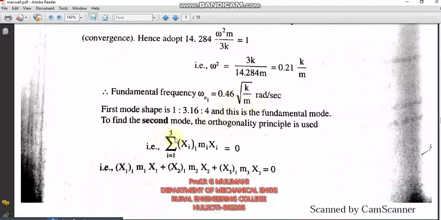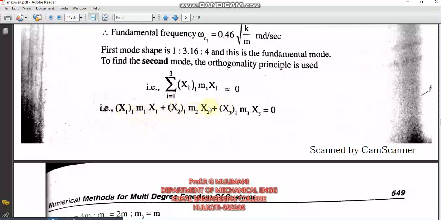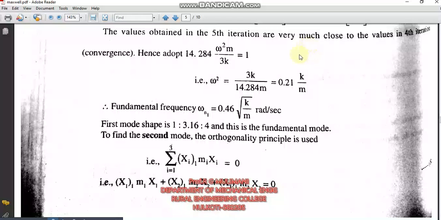To find the second natural frequency, we are using the orthogonality principle. We have already discussed what the orthogonality principle is in the previous video. For 3 masses, it can be written as x1 of 1 m1 x1 plus x2 of 1 m2 x2 plus x3 of 1 m3 x3. What are x1 of 1, x2 of 1, x3 of 1? These are the amplitudes for the first mode shape. For the first natural frequency mode, x1 of 1 is 1, x2 of 1 is 3.16, x3 of 1 is 4.